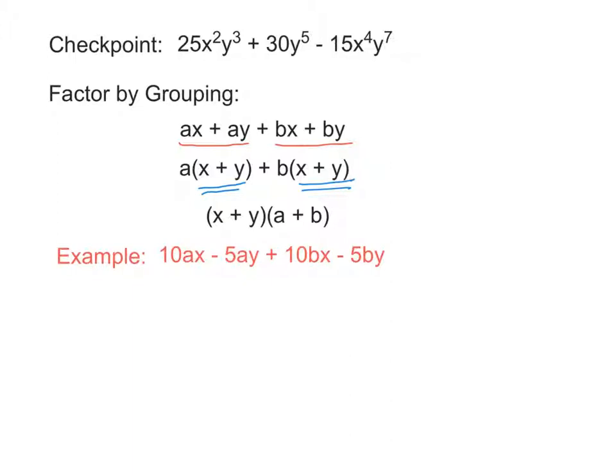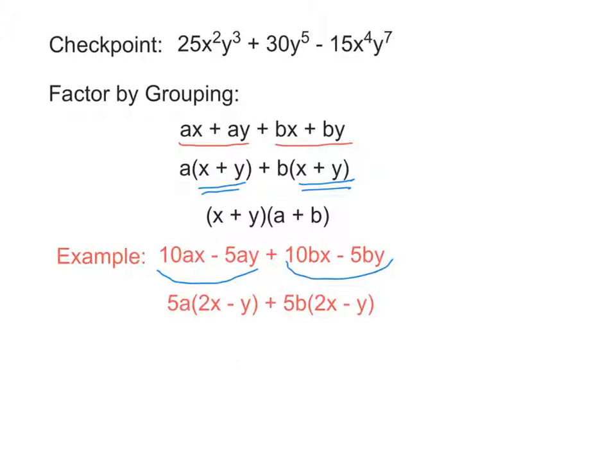So now let's look at another example. Let's say we got 10ax minus 5ay plus 10bx minus 5by. Now, what we're going to do is look at these first two terms and see if there's anything common there, and then look at the second two terms and see if there's anything common there. So looking at the first two terms, what's common? 5a, so I can factor the 5a out, which leaves 2x minus y. And let's look at the second two terms. What's common there? 5b, I can take the 5b out.